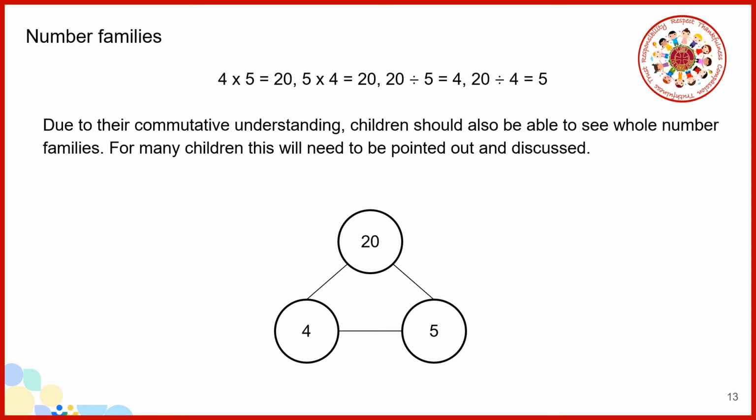Number families. Due to their commutative understanding, children should also be able to see the whole number families. For example, 4 times 5 equals 20, 5 times 4 equals 20, 20 divided by 5 equals 4, and 20 divided by 4 equals 5.